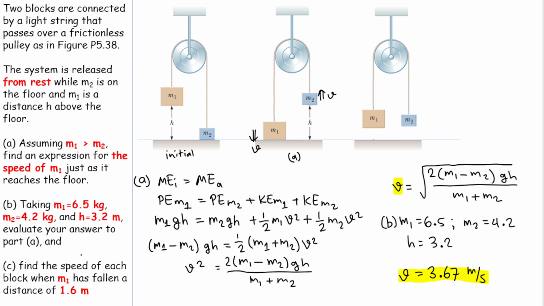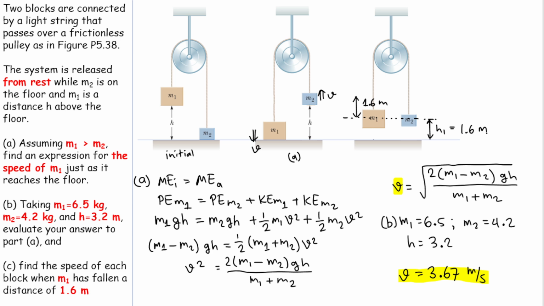Find the speed of each block when M1 has fallen a distance of 1.6. So here we will have 1.6 meter. However, that means that this height here of both blocks is this one here. Let's name this as H1. Because this H is 3.2 meter and we have gone down 1.6, it has to be 1.6 meter, right?